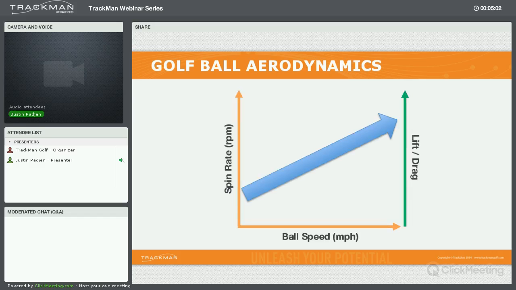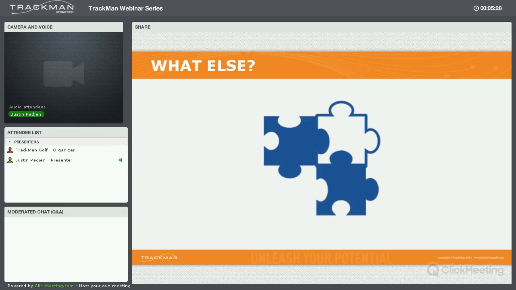Just as a rule of thumb, as spin rate goes up and as ball speed goes up, lift and drag are going to go up. That's going to be the same for all golf balls out there. And what we found with all the premium golf balls is that, yes, there are some variations between the different premium golf balls out there, but there are generally not huge differences from an aerodynamic standpoint.